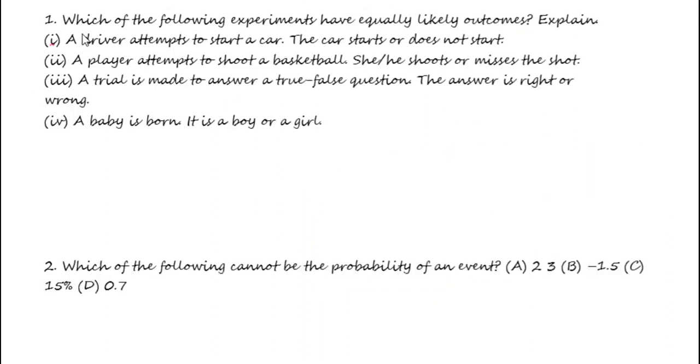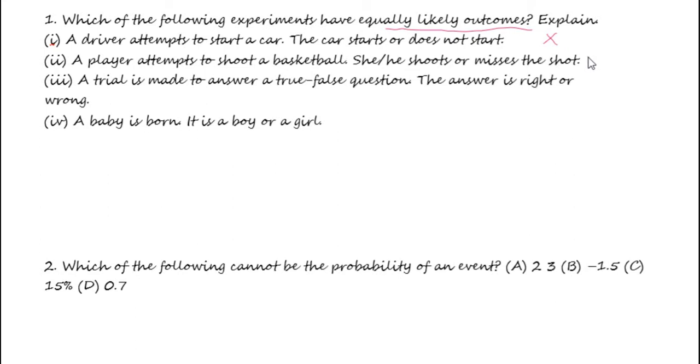Now we will solve a few problems. First one, which of the following experiments have equally likely outcomes? Explain. First one, a driver attempts to start a car. The car starts or does not start. This does not have equally likely outcomes because most of the time the car will start. Second one, a player attempts to shoot a basketball. He or she shoots or misses the shot.